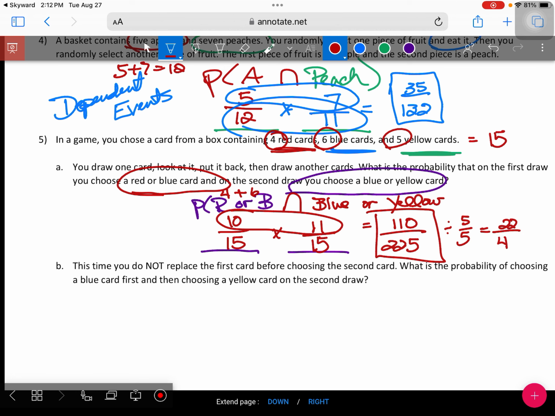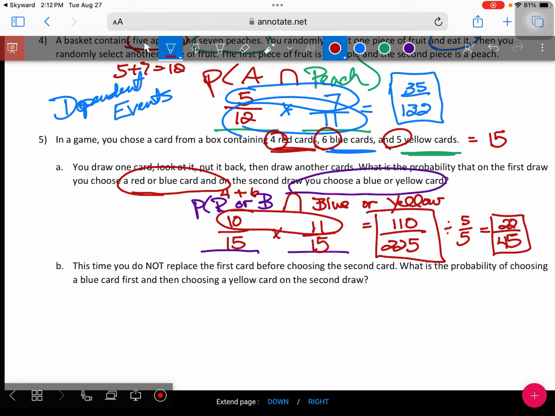40? What is it? 42? Somebody please take 225 divided by 5. 45, right? I think it's 45. Yes? No, it's not 45.